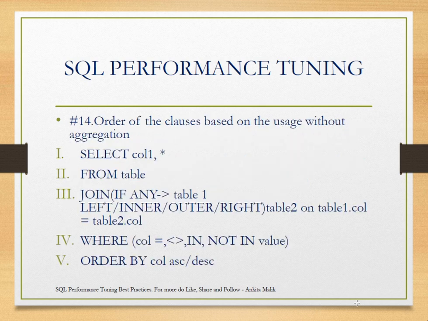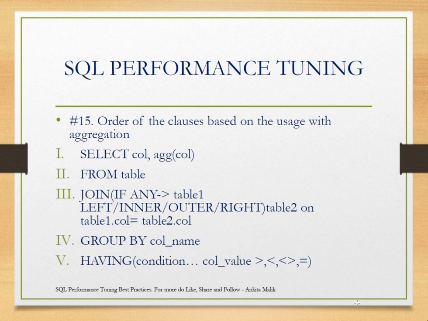Next is SQL performance tuning: the order of the clauses based on the usage without aggregation. This is the basic case when we are not aggregating any query and we just want to perform it. You can use it in this order: SELECT, then FROM, then JOIN on a particular table, with ON table 1 dot column name, which is the common or mutual column, and then table 2 dot that column name to specify the condition of the join. Then use the WHERE clause and the ORDER BY clause.